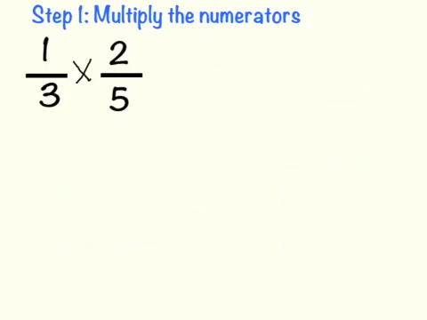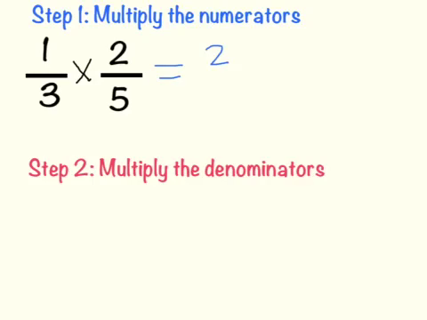The first step is to multiply your numerators. So in our problem, 1/3 times 2/5, our numerators are 1 times 2 equals 2. And step 2 is to multiply the denominators. 3 times 5 is 15. So 1/3 times 2/5 is 2/15.